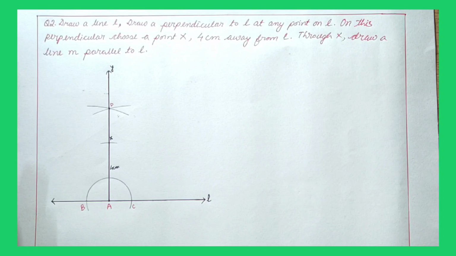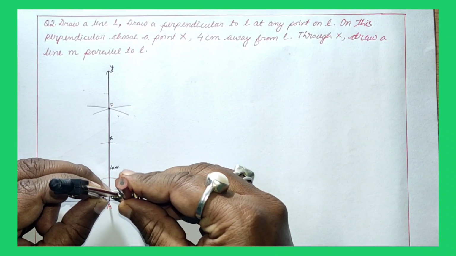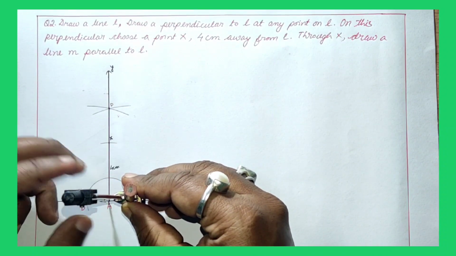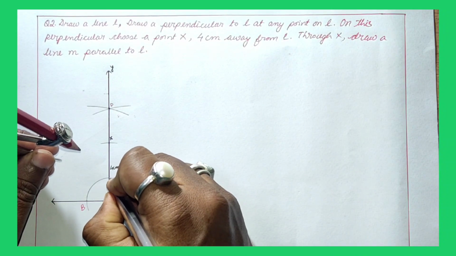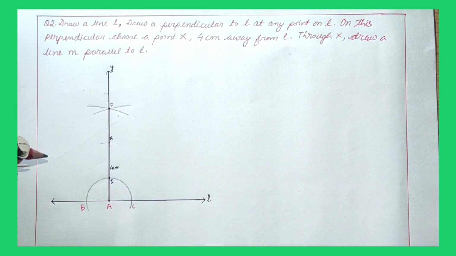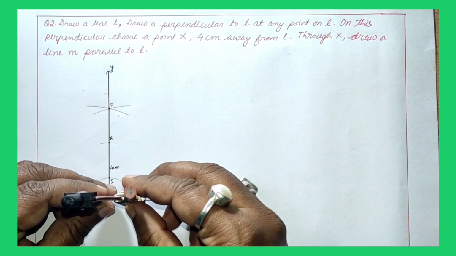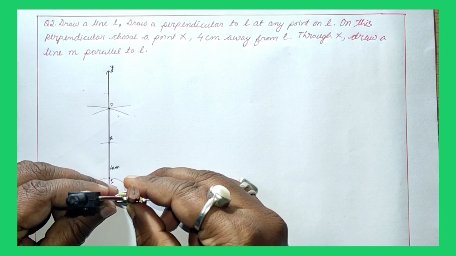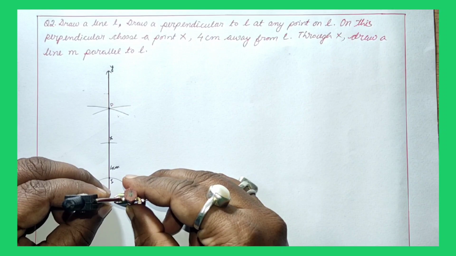So for this I have to measure again the radius AC. Okay. And this point of intersection, wherever it is cutting the line AY, I am giving as I, and I am taking AC as the radius, and from the point X I will draw an arc same as the radius AC.